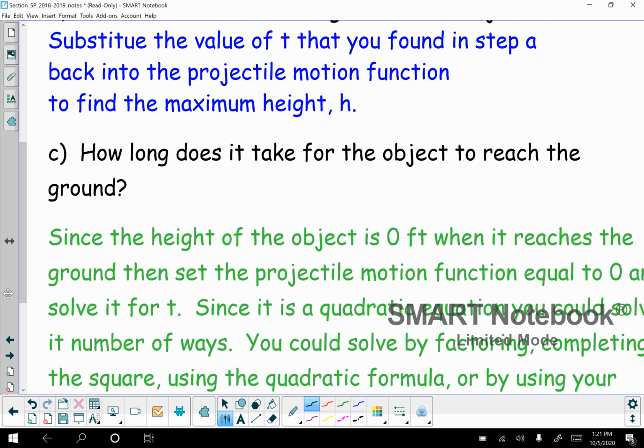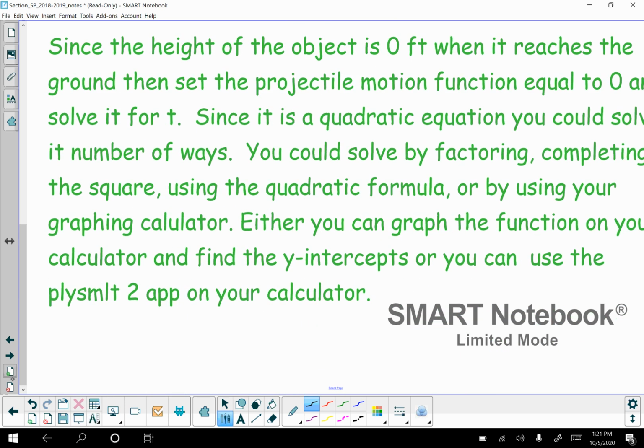So how long does it take the object before it reaches the ground? That means you're plugging in 0 for ax squared plus bx plus c. When you solve that, usually you only get one time that it'll take to reach the ground. If you're tossing it from the ground, the initial height is 0. But we'll go over a few of those.